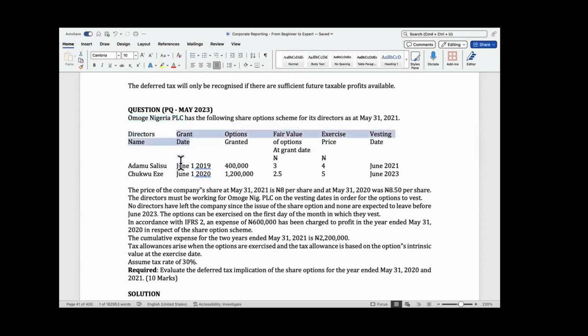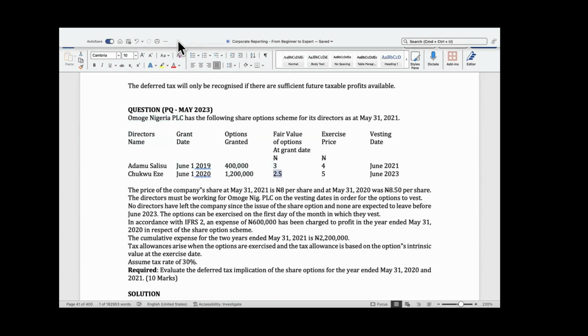The grant dates: Adamu got his from 2019, Shuku got his from 2020. And what are they giving them? They gave Adamu 400,000 options. They gave Shuku 1.2 million options. The fair value of the option at the grant date is 3 naira for Adamu, 2.5 naira for Shuku.